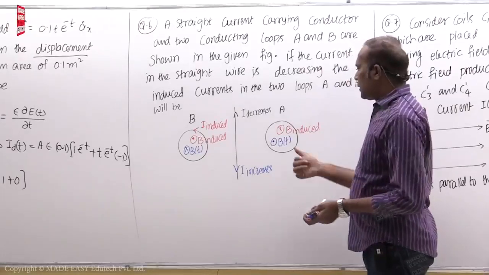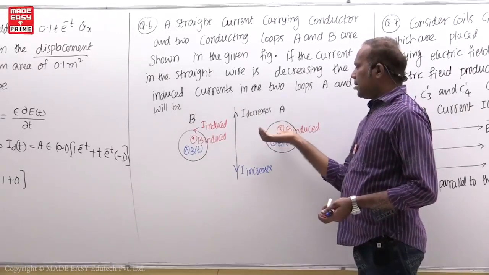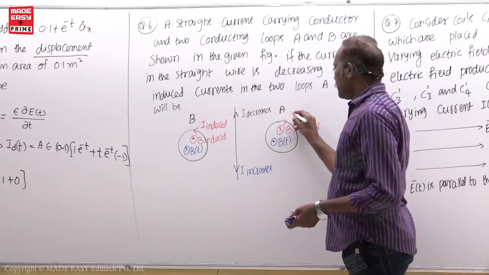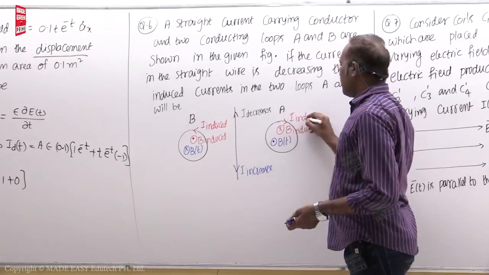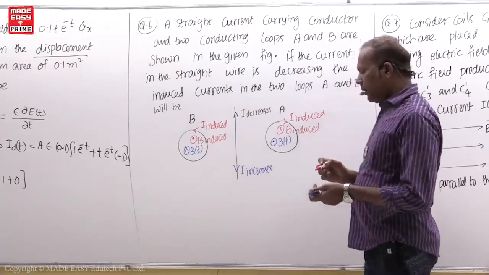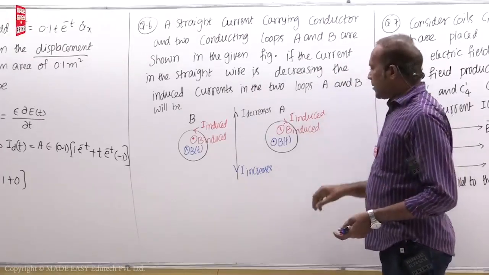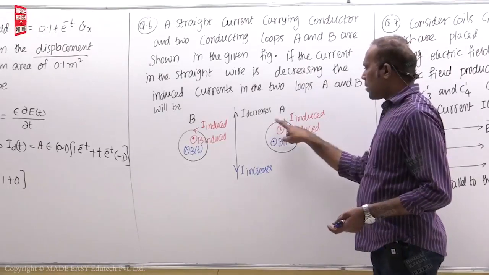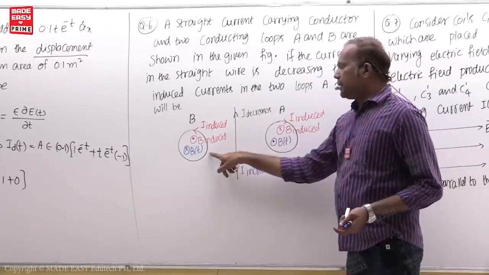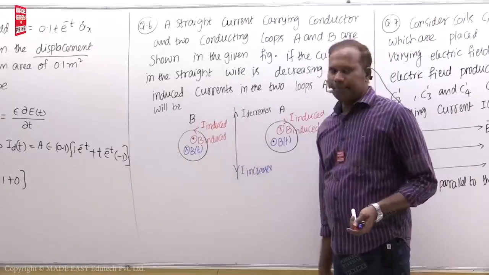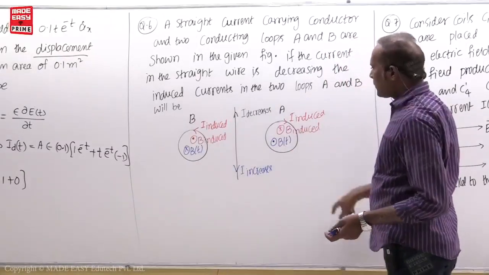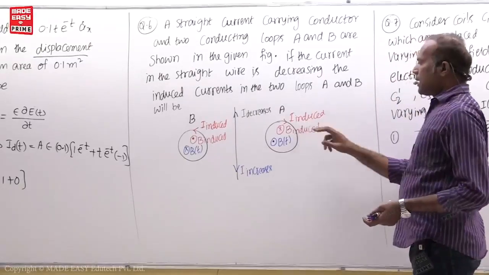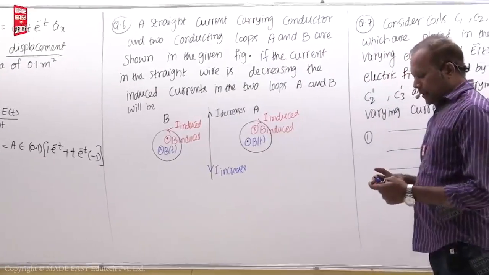Now put the thumb in the induced magnetic field direction, then the induced current is in this direction. So this is the induced current direction. That means in loop A, the induced current is like this, which is clockwise, and here it is anti-clockwise. In loop A, the induced current is in the clockwise direction.